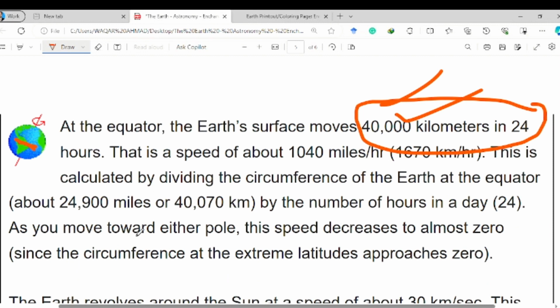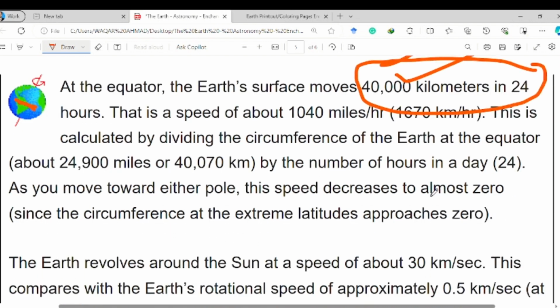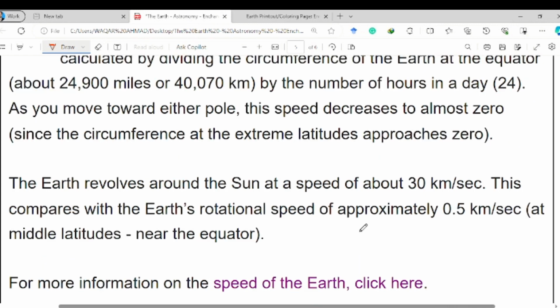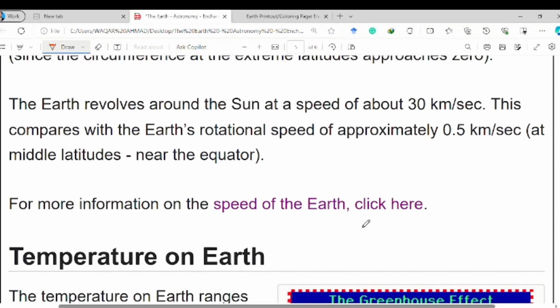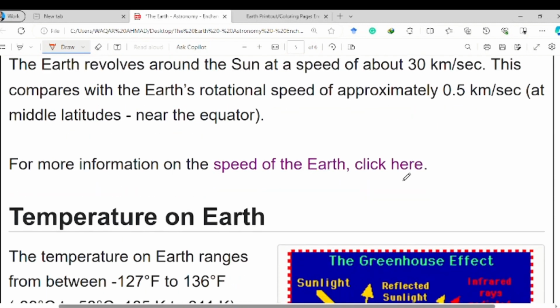As you move towards either pole, the speed decreases to almost zero, since the circumference at the extreme latitude approaches zero. The Earth revolves around the Sun at a speed of about 30 kilometers per second. This compares with the Earth's rotational speed of approximately 0.5 kilometer per second at middle latitudes near the equator.